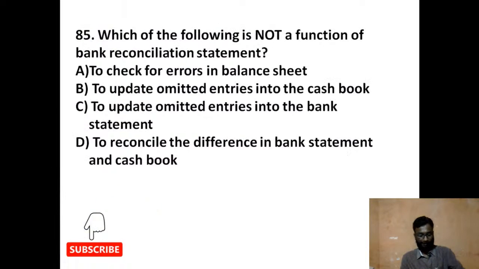Which of the following is not a function of a bank reconciliation statement? Note that the question is asking about what is not a function. The options: to check for errors in the balance sheet, to update omitted entries in the cash book, to update entries into the bank statement, to reconcile the difference between bank statement and cash book. All these three are functions of the BRS, whereas checking the errors in the balance sheet is not.